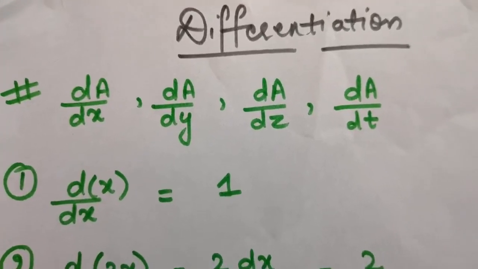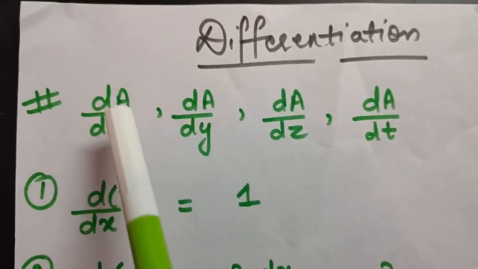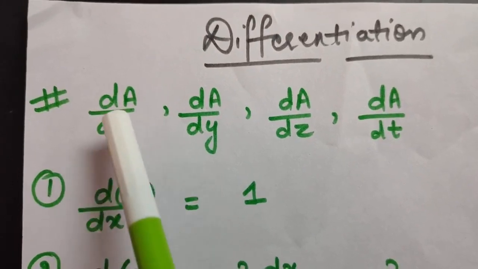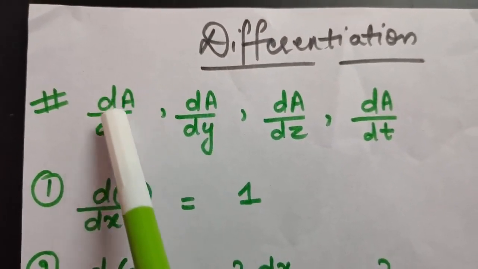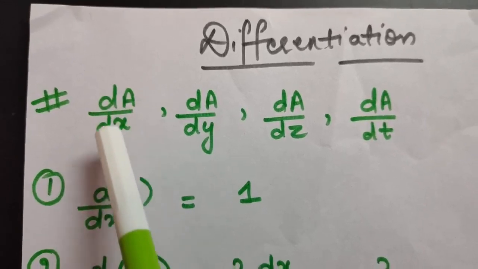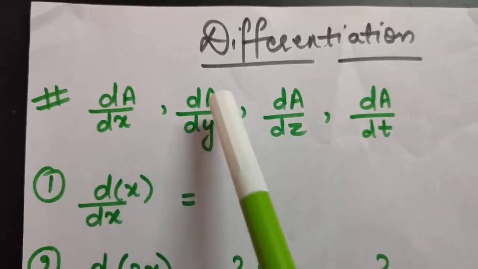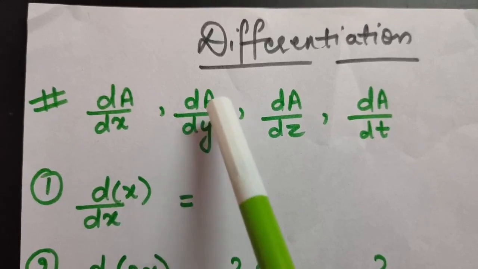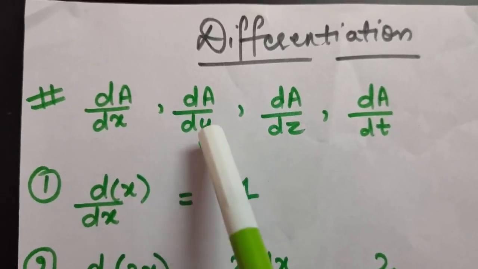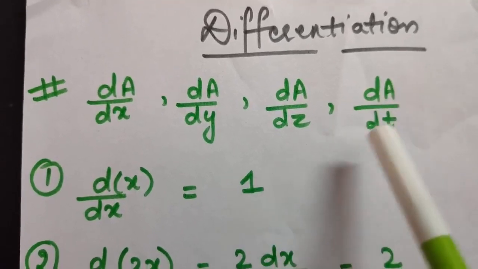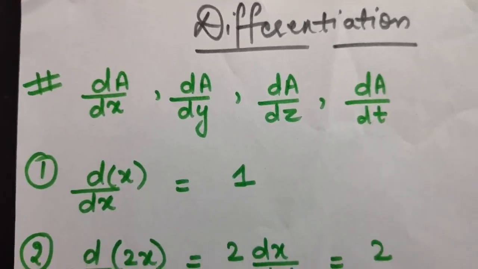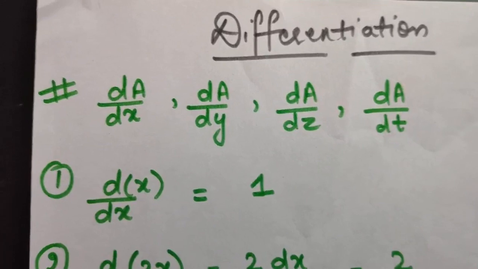First of all, the sign of differentiation is d by dx. If I am writing dA by dx, this means differentiation of A with respect to x. Similarly, dA by dy means differentiation of A with respect to y. Similarly, dA by dt means differentiation of A with respect to t. So this is its representation.